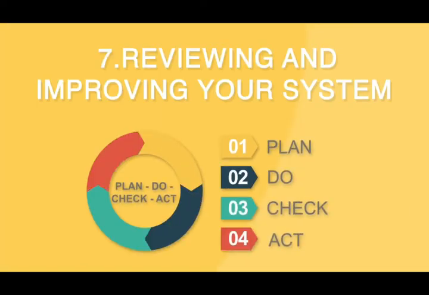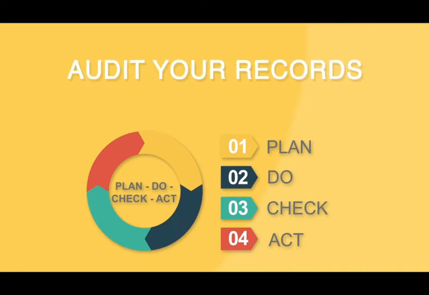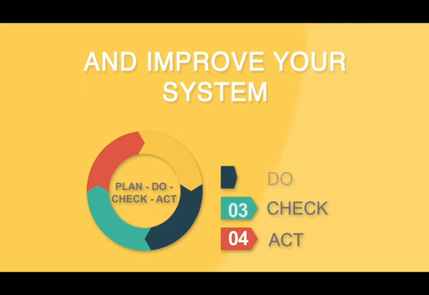Reviewing and improving. Auditing the records will help ensure processes were followed, and you should continually look for opportunities in your processes to see where you can improve your system. Each of these components, not just the documents, are what make a quality management system.